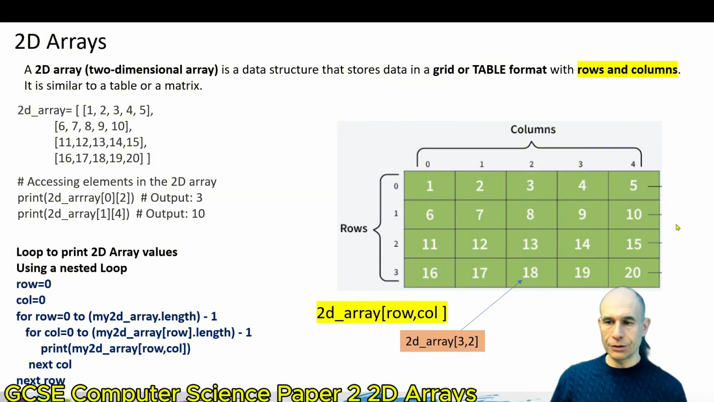If you look at this one, this is a table, right? This has 5 columns and it has 4 rows. So it is storing numbers from 1 all the way to 20.